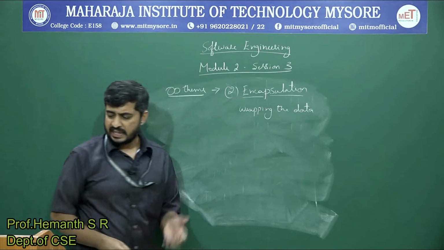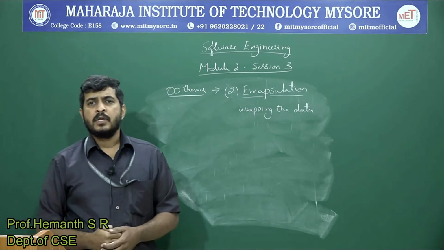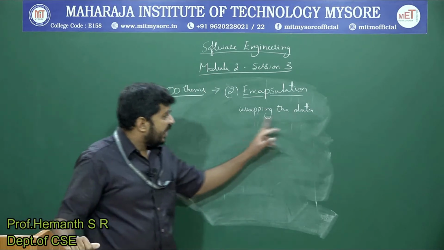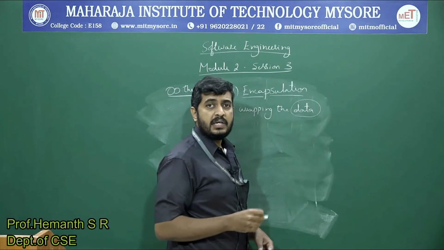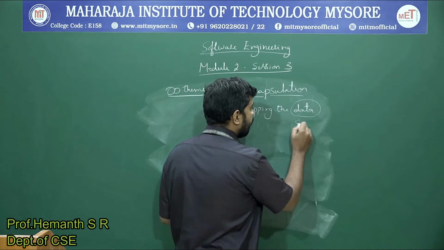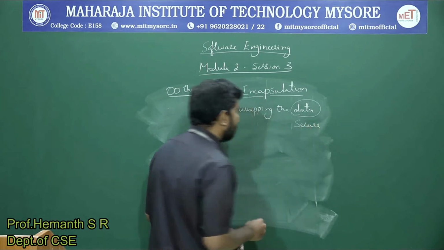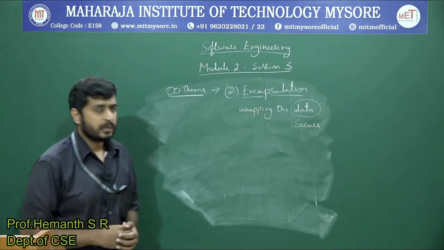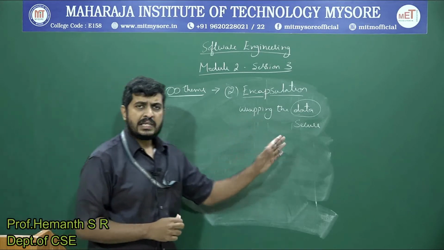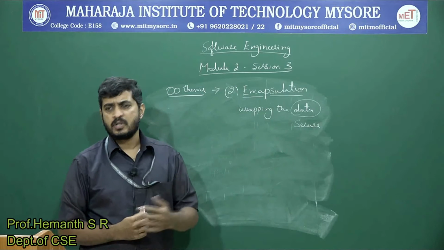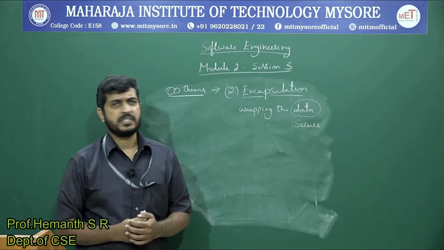So we are wrapping the data so that the data is secure. So this is one more very powerful feature in object-oriented designing. Okay. So we can ensure the data is secure by wrapping the data. Now, if we wrap the data, then how can the functions access the data? Because I already discussed this in the previous session.